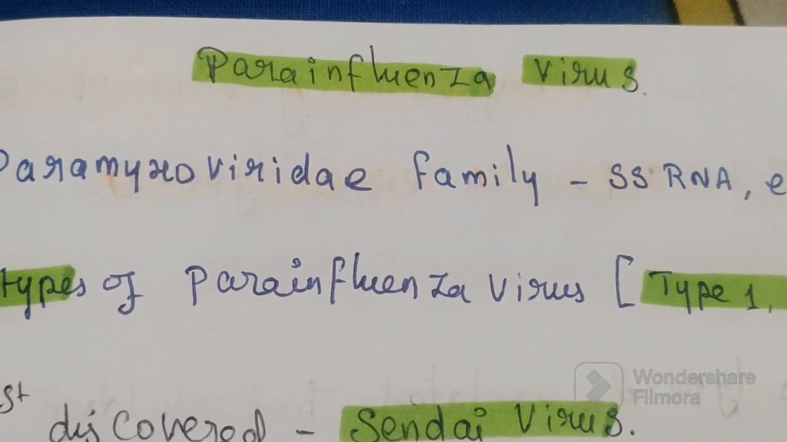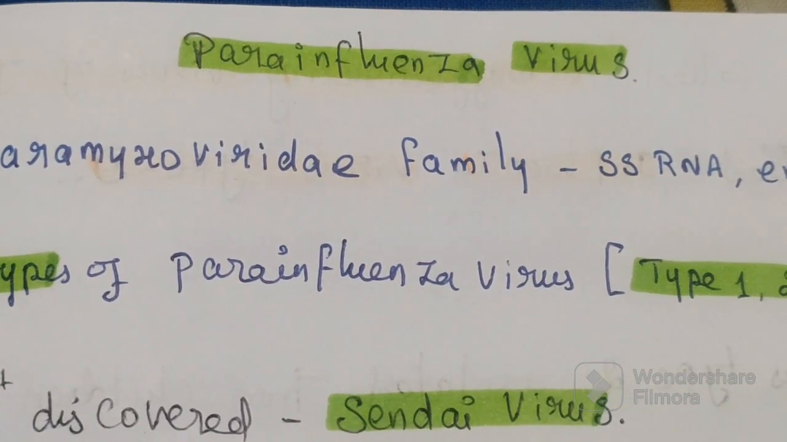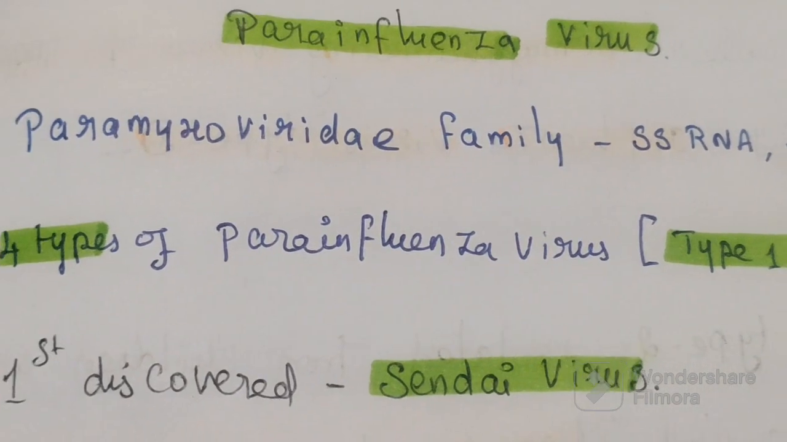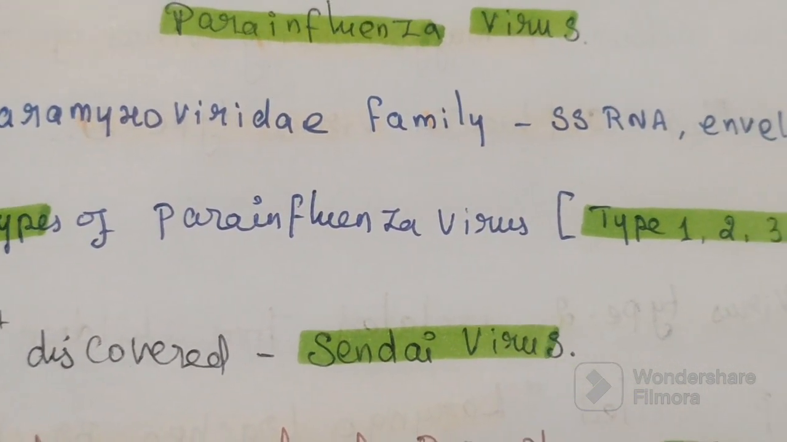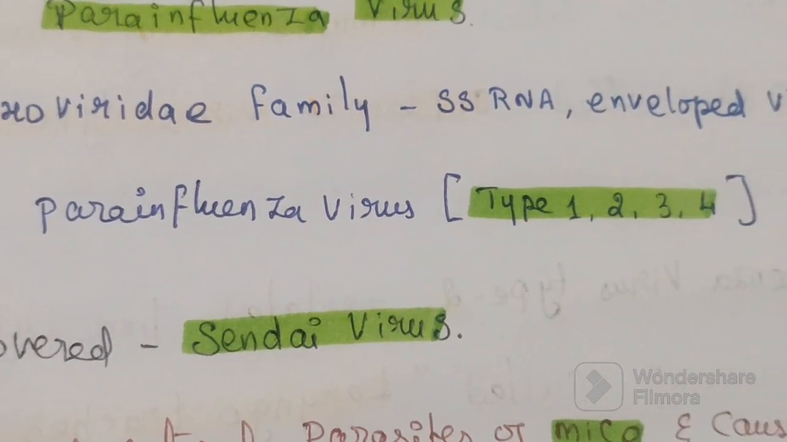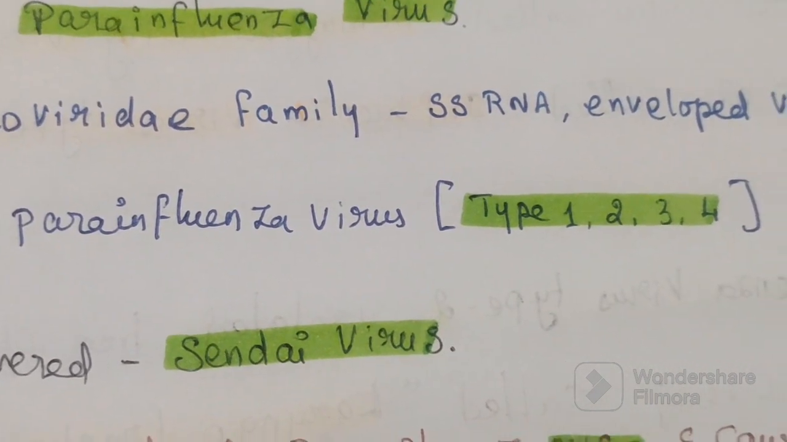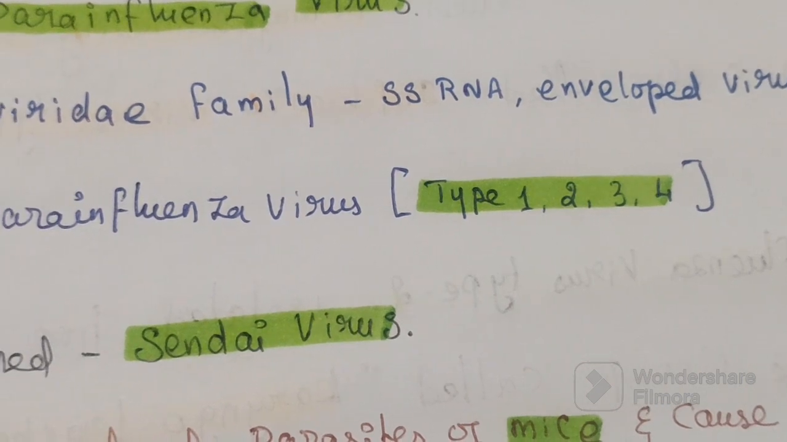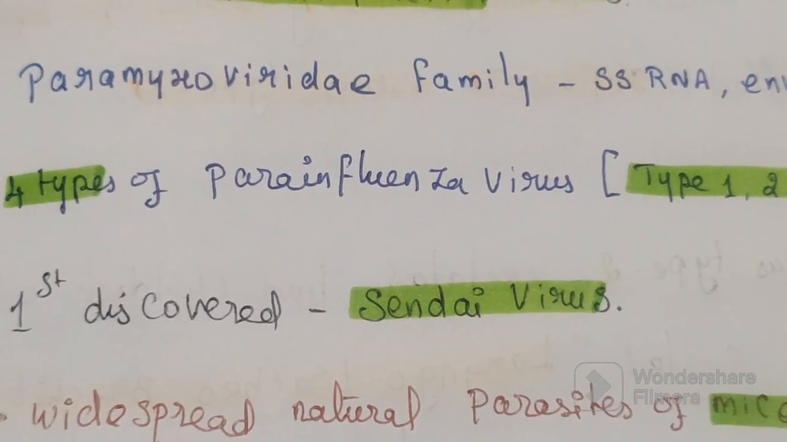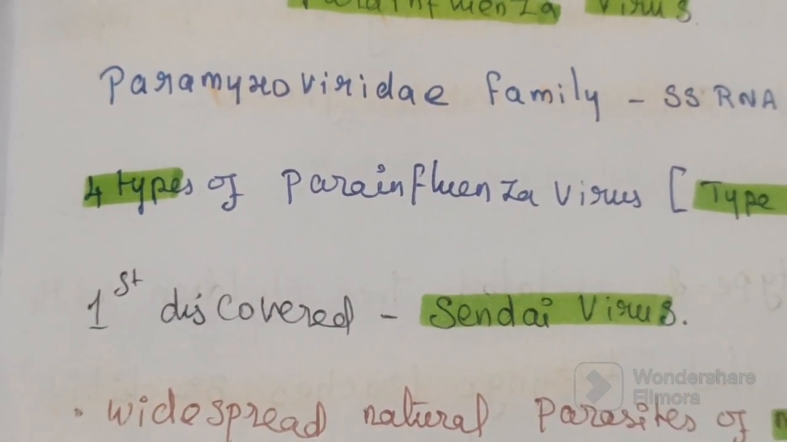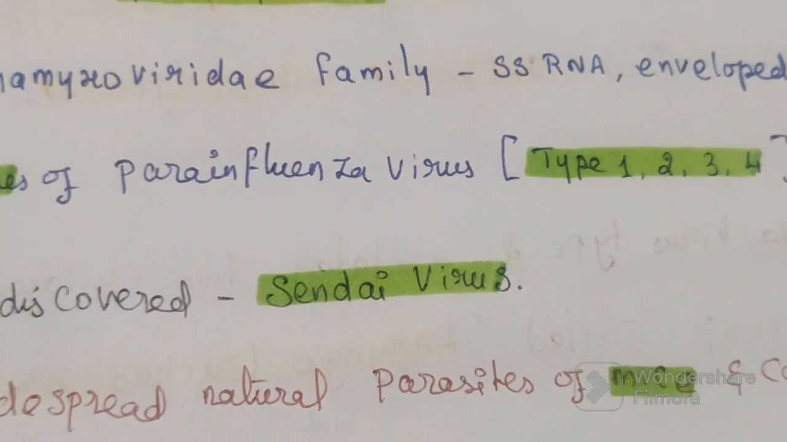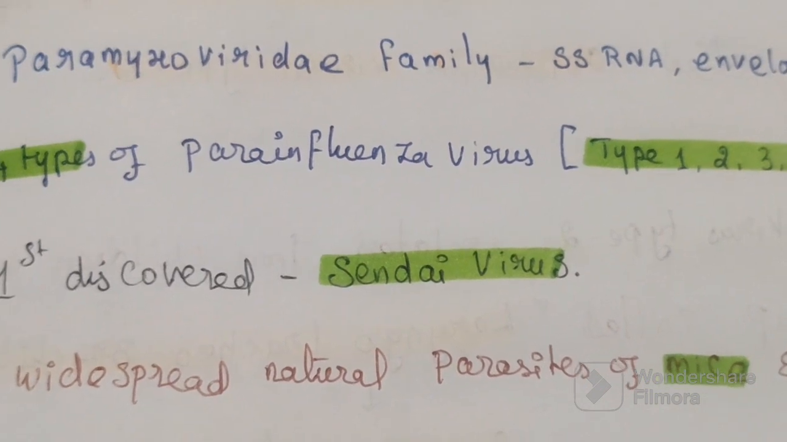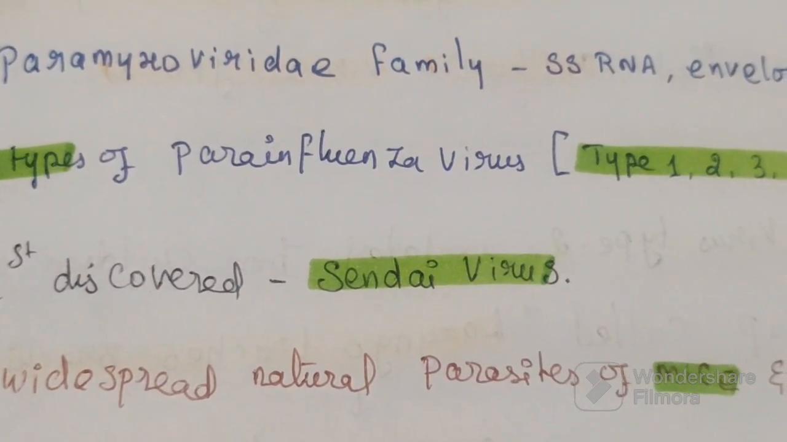In this video, we'll discuss Parainfluenza virus. It belongs to the Paramyxoviridae family, and they are single stranded RNA containing enveloped viruses. There are 4 types of parainfluenza virus: type 1, 2, 3 and 4. The first discovered was Sendai virus.